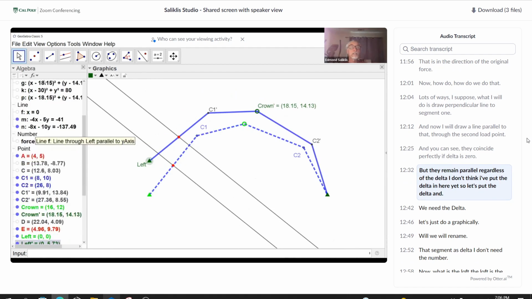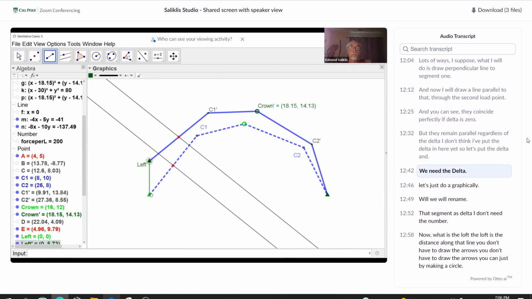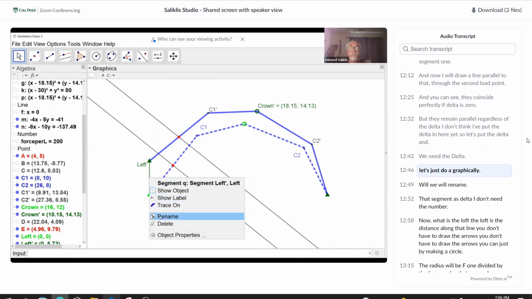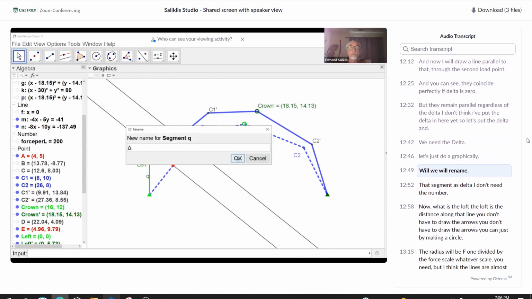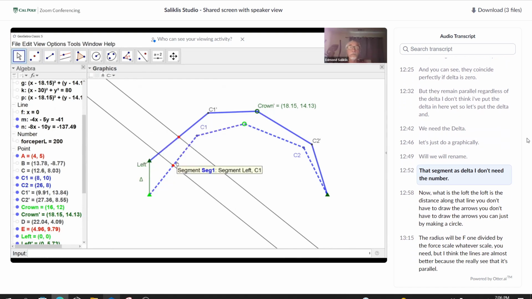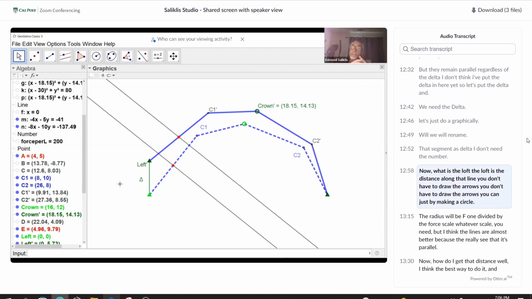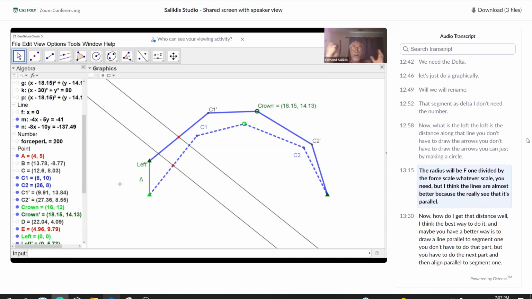I don't think I've put the delta in here yet. So let's put the delta in. We need the delta. Let's just do it graphically. We will rename that segment as delta. I don't need the number. Now, what is the loft? The loft is the distance along that line. You don't have to draw the arrows. You can just do it by making a circle. The radius will be F1 divided by the force scale, whatever scale you need. But I think the lines are almost better because you really see that it's parallel.